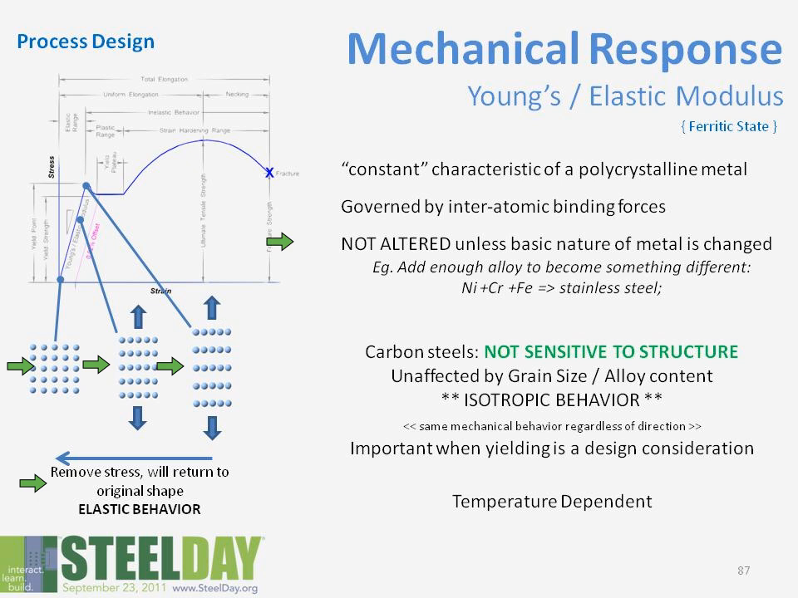Really what has happened here is the interatomic binding forces govern. We haven't had any plastic deformation. In carbon steels, we're not sensitive to structure. It's unaffected by grain size and, for the most part, alloy content. So from a standpoint where yielding is a design consideration, even though on the granular level steel is anisotropic, at a yield level it is isotropic, meaning it has the same properties in any direction, and it is temperature dependent.